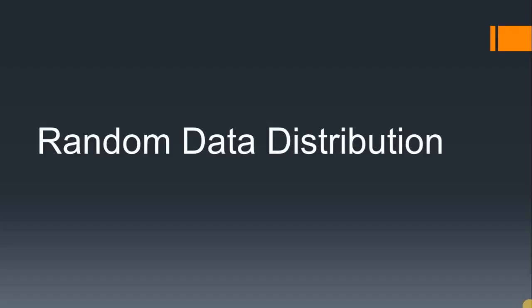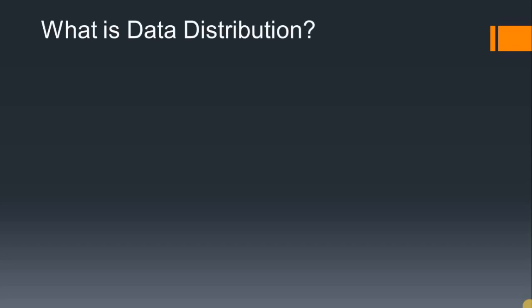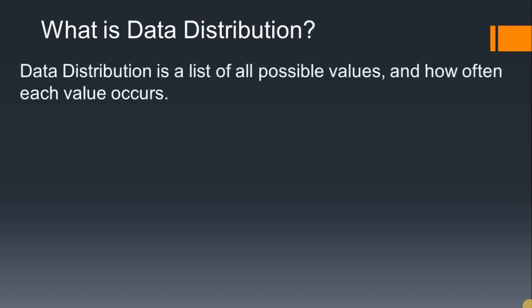Hello dear student, here we will see random data distribution in Python by using the NumPy library. First you should understand what data distribution is. Data distribution means the distribution of data by setting particular laws or rules over the data. It is a list of all the possible values and how often each value occurs, which we decide.